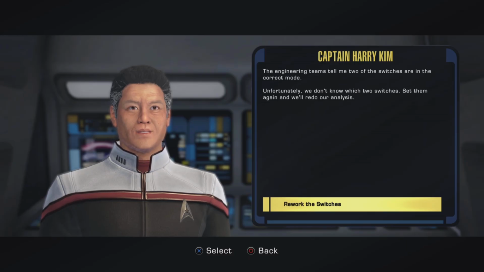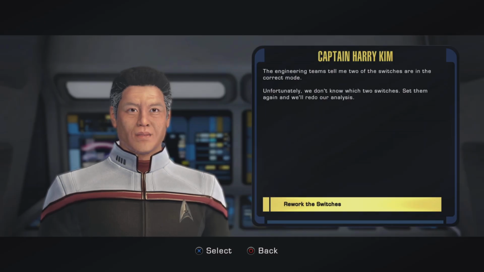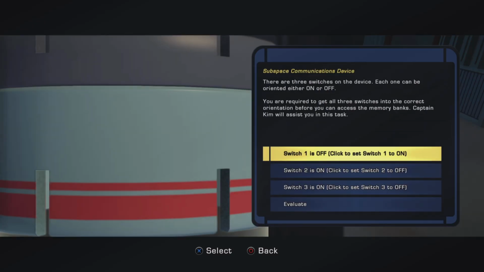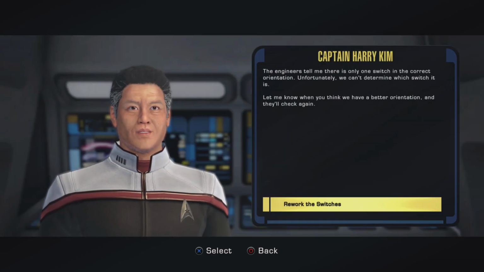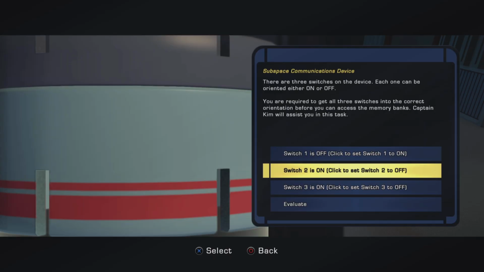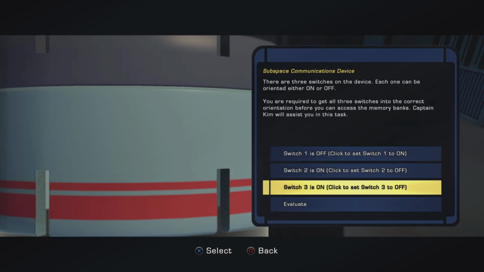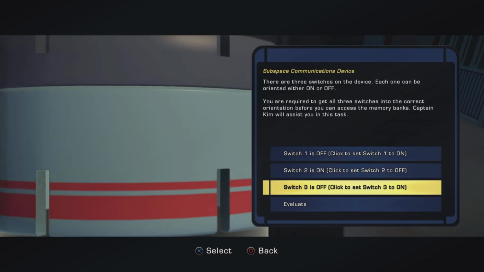The engineering teams tell me 2 of the switches are in the correct mode. Unfortunately, we don't know which 2 switches. The engineers tell me there is only 1 switch in the correct orientation. The engineers tell me there is only 1 switch.